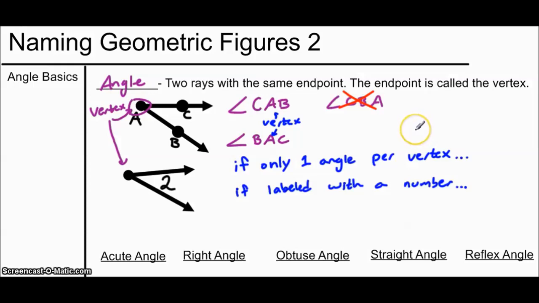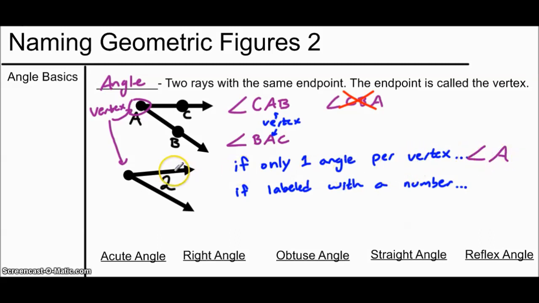There are also a couple other options that we'll use sometimes. If you've got a vertex with only one angle, such as this right here, you can just call this angle A. Now if I added another angle over here, maybe point D, I couldn't do that because now I wouldn't be sure which angle it's referring to. But if there's only one angle by itself with its own vertex, you can use one letter.